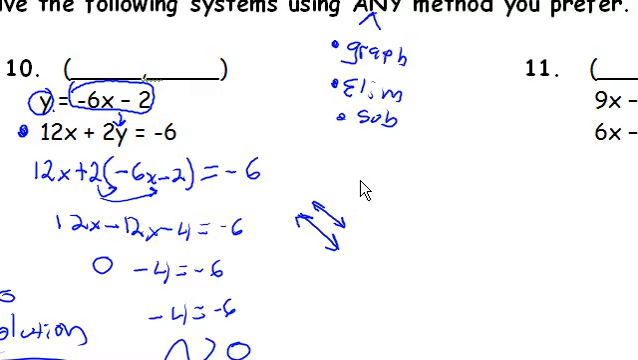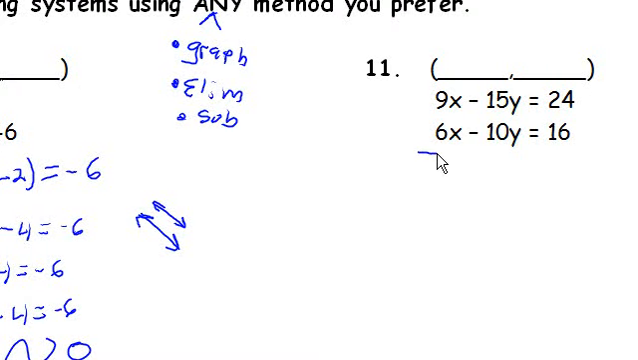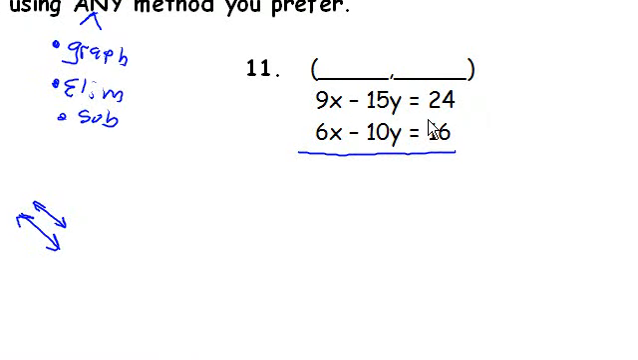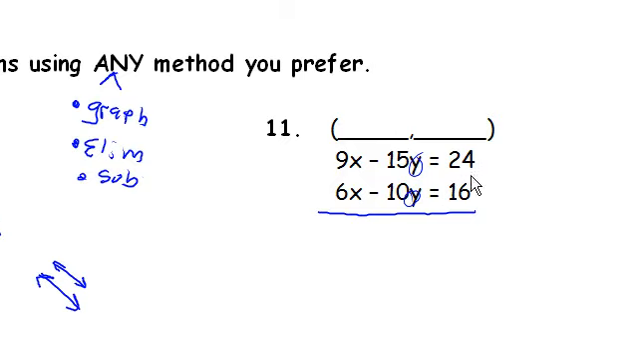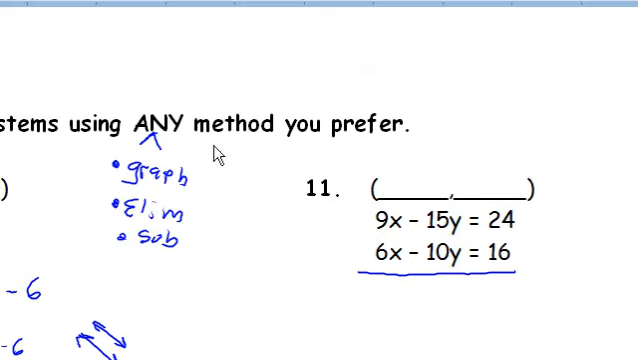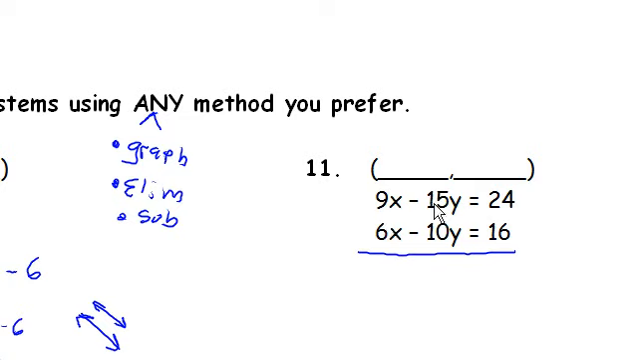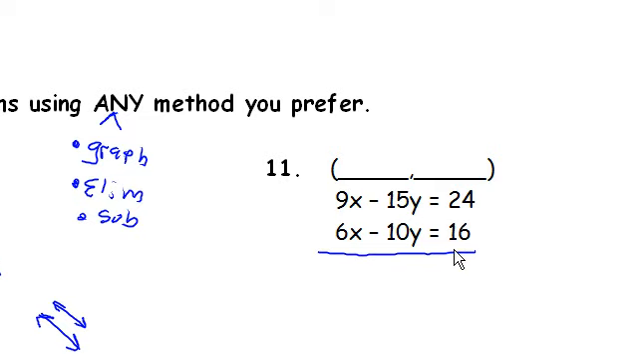Okay, let's take a look at number 11. Is it set up to graph? No, both y's are not isolated. Is it set up to substitute? No, neither y is isolated, so this would be a difficult problem to substitute. But is it set up for elimination? Yeah, it's set up for elimination, because the x terms, y terms, and the constant terms are all lined up. They're both in standard form.